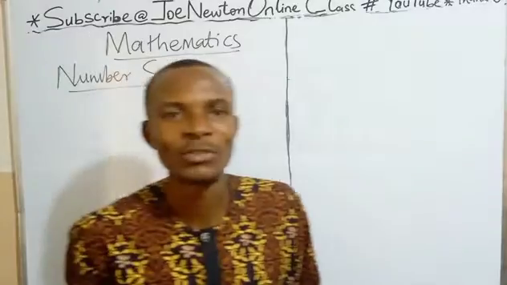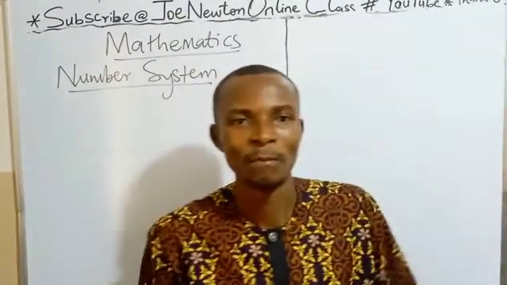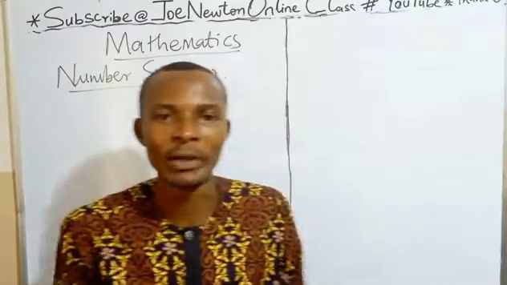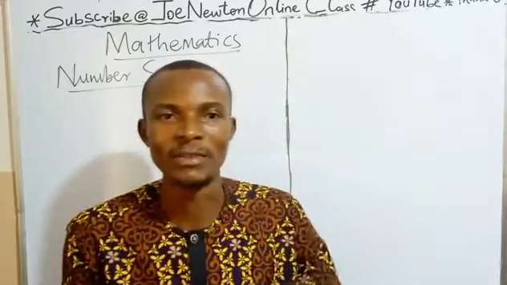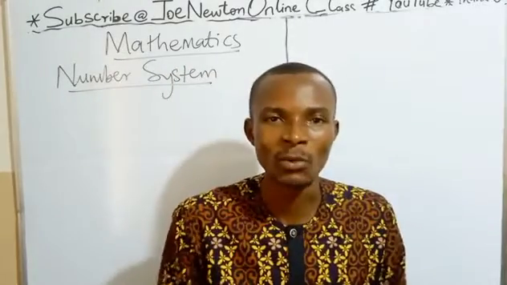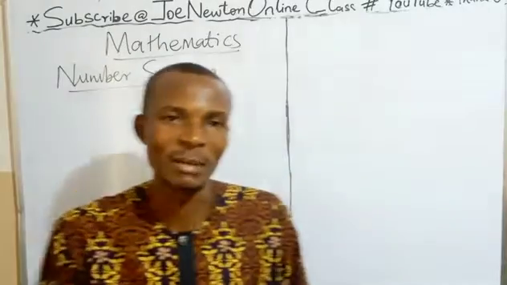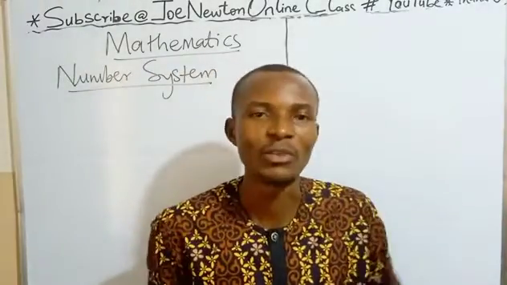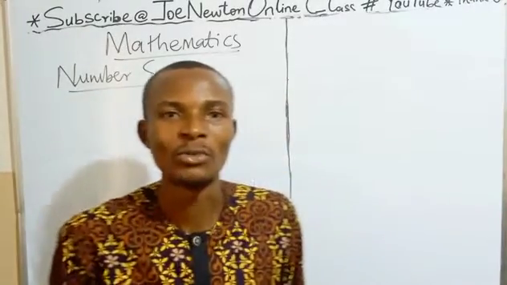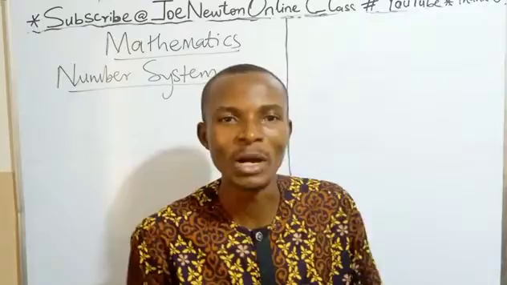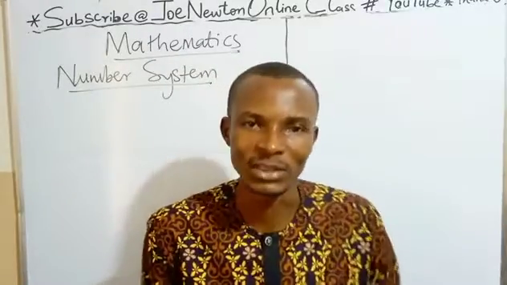Now, let us look at how we convert numbers from base 10, which is the denary. The ordinary natural numbers we write are all in denary, in base 10. So we might be required to convert them to other bases of counting, for example base 2, base 3, and so on. So let's look at the methods through which we can convert numbers from the usual base 10 to other number bases of counting.